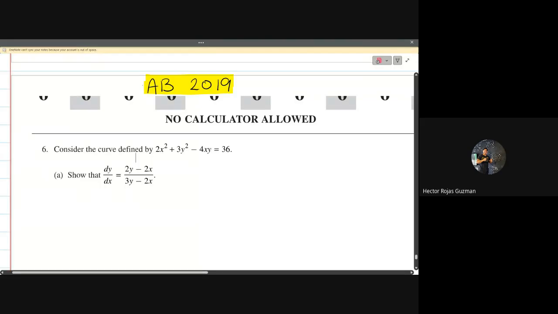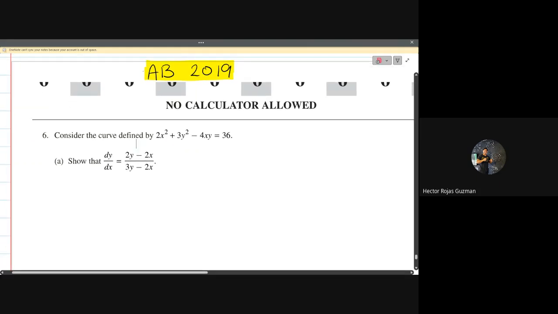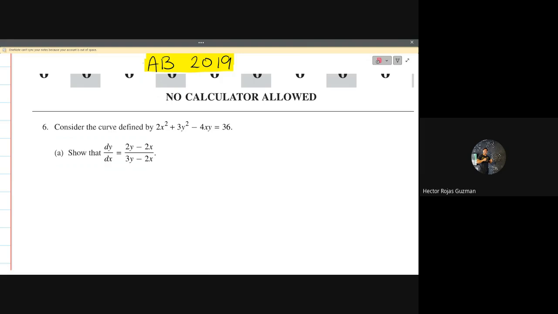Here we have question number 6 for the 2019 FRQ Calculus AB practice exam. Once again, no calculator. All right, let's go ahead and get started. So we have an equation right here, and we're supposed to show that dy/dx is equal to this. This means that they already gave me the answer. I just have to get to it, right? I'm just gonna be doing implicit differentiation.